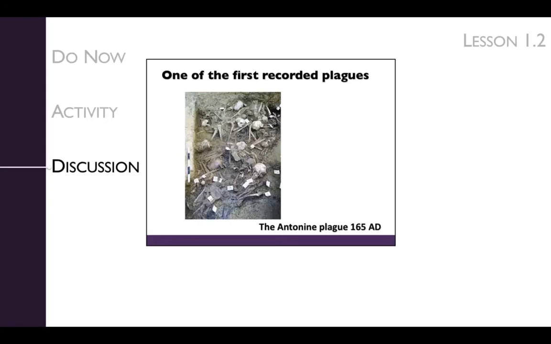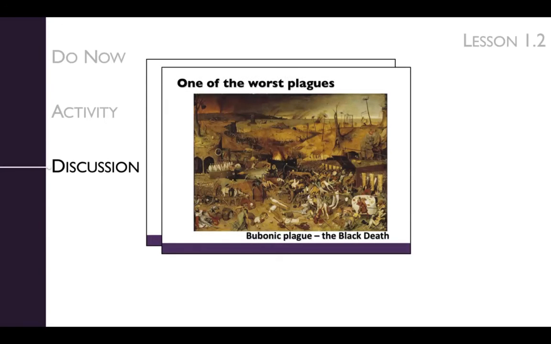The Antonine Plague was either smallpox or measles and led to a dramatic decrease in the population of Rome. This weakened the army and slowed the expansion of the Roman Empire. The bubonic plague, or the Black Death, killed approximately half the population of Europe in the 14th century. This outbreak of the bubonic plague was one of the deadliest pandemics the world has ever experienced.